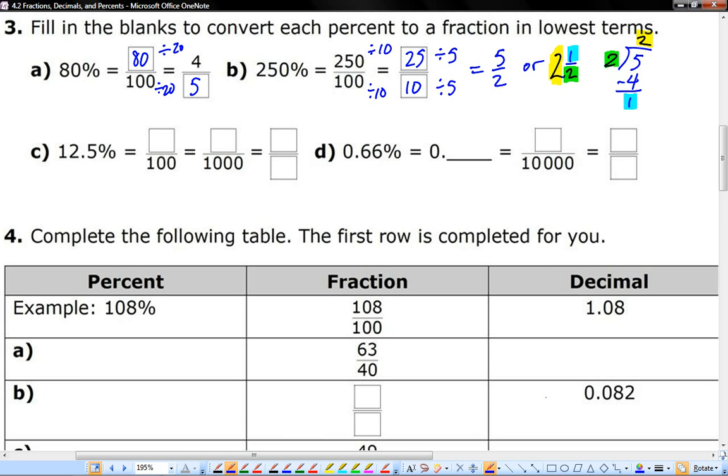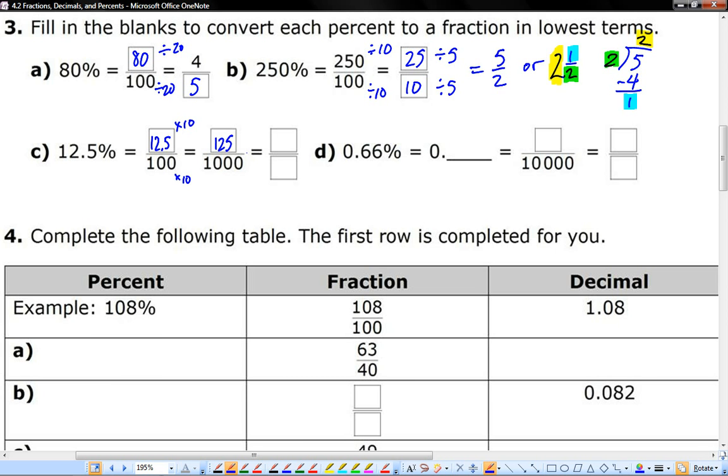Next, we've got 12.5%, which means it's 12.5 out of 100. Of course, we don't really like fractions to have decimal numerators or denominators. So we're going to multiply the bottom by 10 and multiply the top by 10. This moves the decimal over.